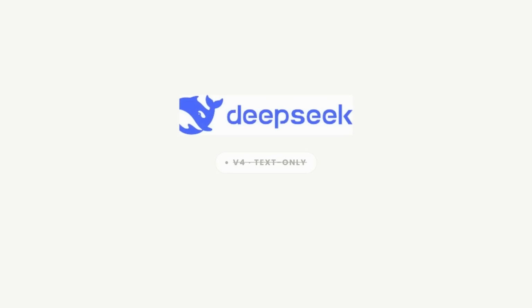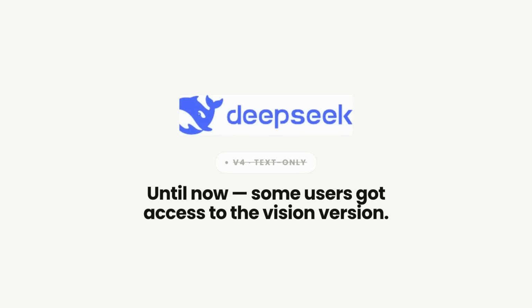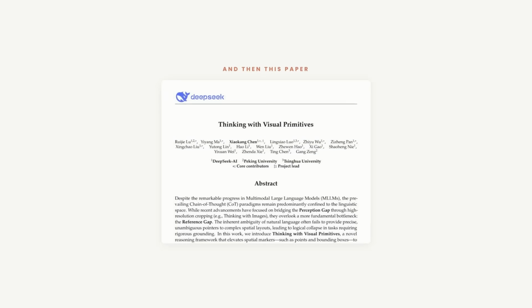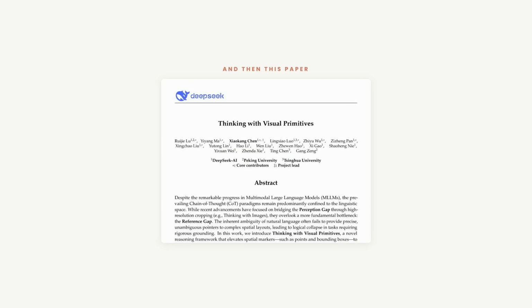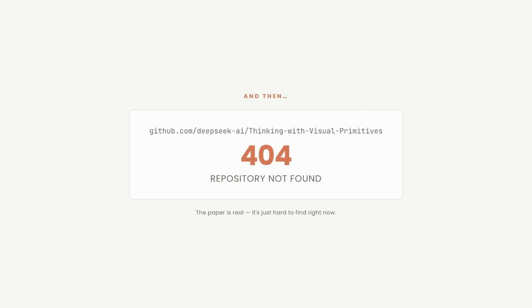One of the biggest problems with DeepSeek V4 was that it's a text-only model, but it seems like some users are getting access to the vision version. And now they have also released a paper titled Thinking with Visual Primitives. And then it kind of disappeared. The headline numbers are genuinely wild.